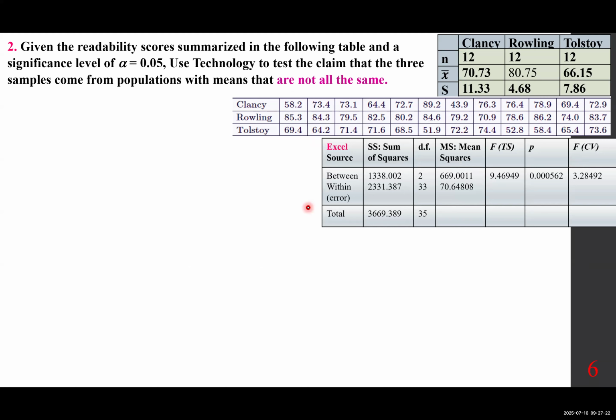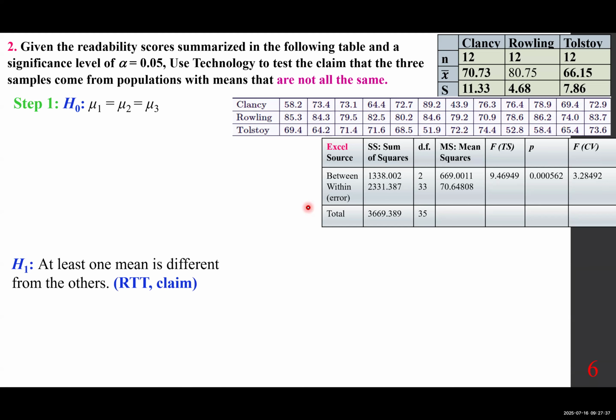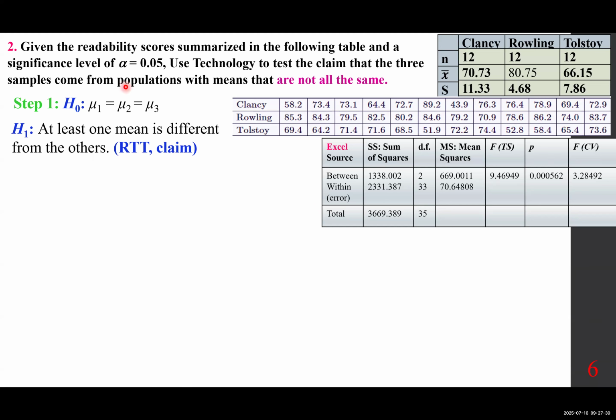Now we can write the test of hypothesis. Step 1, H0: mu1 equals mu2 equals mu3. H1: at least one of them is different, which makes it a right-tailed test, and that's the claim because it said are not all the same. Do you see that? So the claim goes to H1.